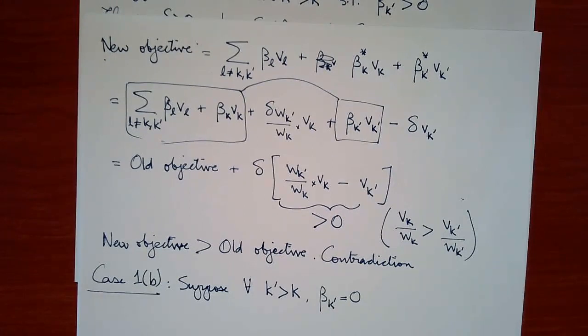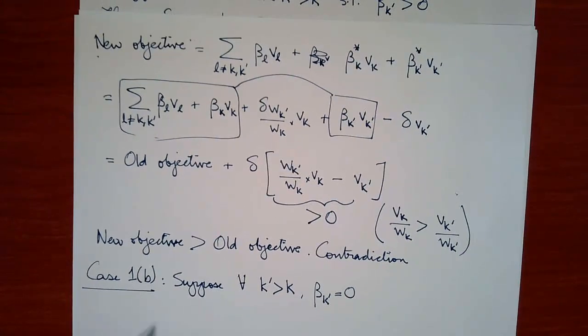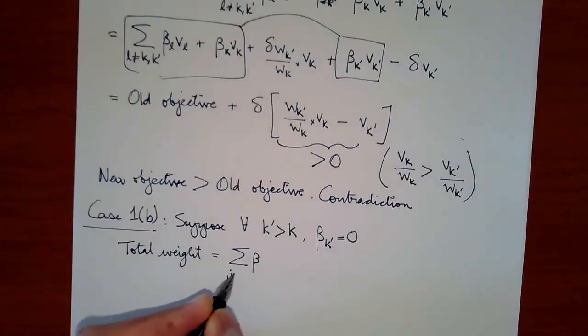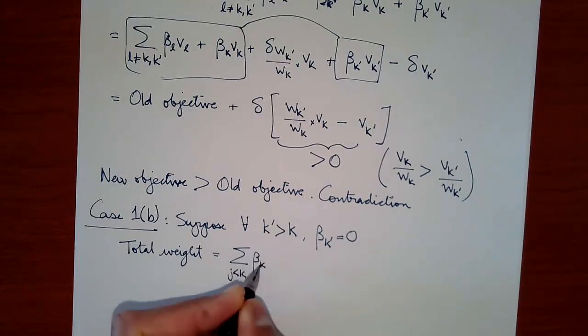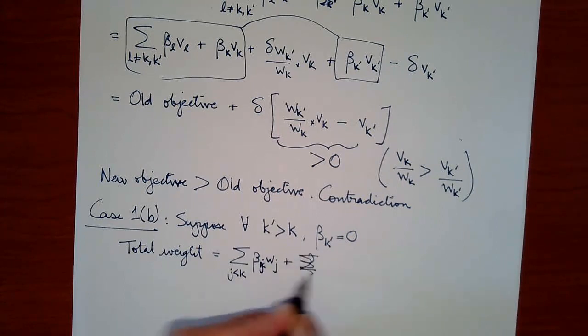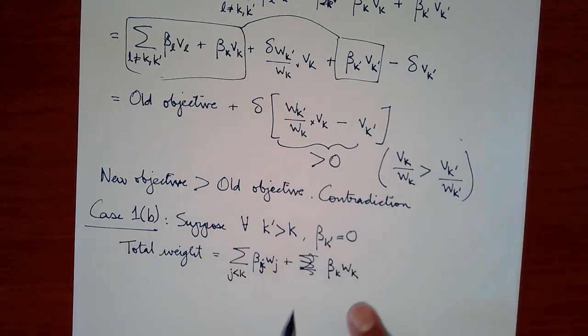Suppose for all k prime greater than k, beta k prime is equal to 0. Well, then what you do is the total weight is going to be the summation over j less than k of beta j wj, plus beta k wk, and everything else is 0.